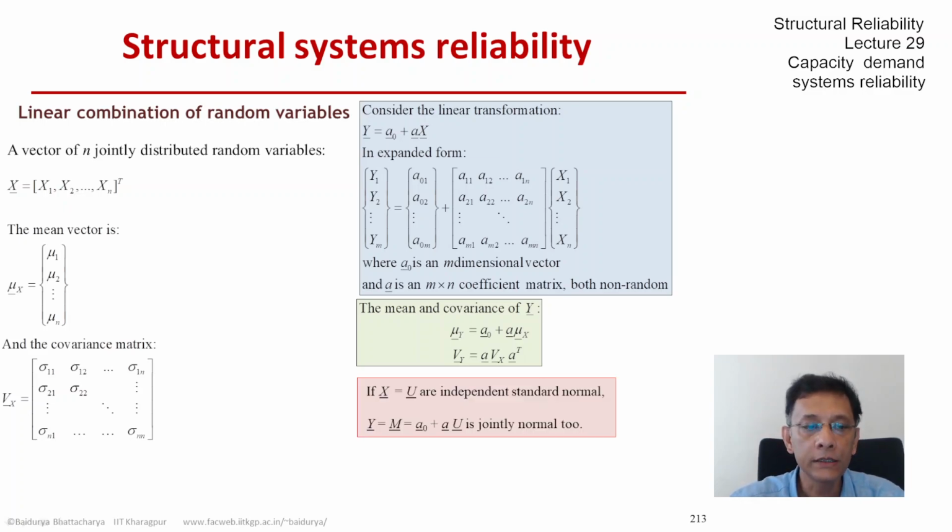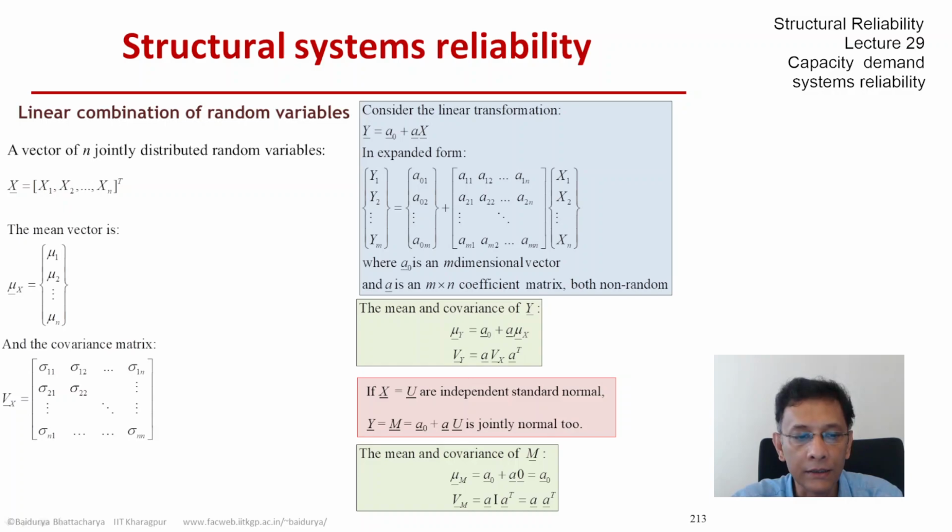Now, in the special case that the x's are independent standard normal, so x is identical to u, and if we give the name m to y, then this m is a joint normal random variable, which is what we are trying to get at. The mean and covariance matrix of m are now going to look like this: the mean of m is that constant a naught, that vector, and the covariance matrix of m is simply A A transpose, because the V of x is now the identity matrix.